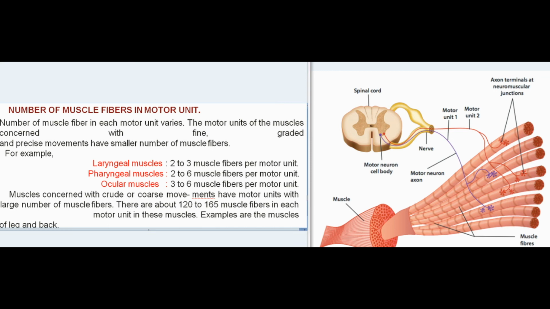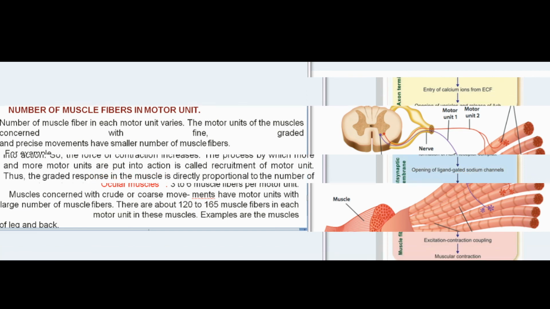The motor units of the muscles concerned with fine, graded and precise movements have a smaller number of muscle fibers. For example, laryngeal muscles, 2 to 3 muscle fibers per motor unit. Pharyngeal muscles, 2 to 6 muscle fibers per motor unit. Ocular muscles, 3 to 6 muscle fibers per motor unit. Muscles concerned with crude or coarse movements have motor units with a large number of muscle fibers. There are about 120 to 165 muscle fibers in each motor unit in these muscles. Examples are the muscles of leg and back.